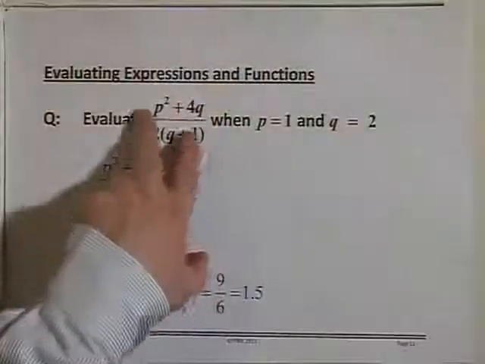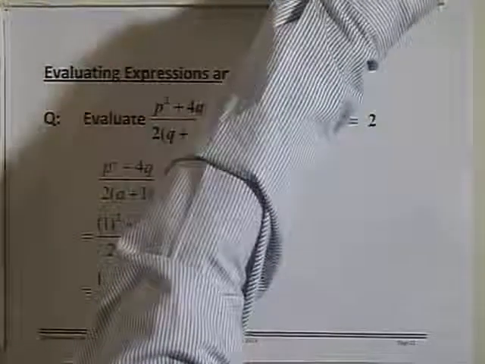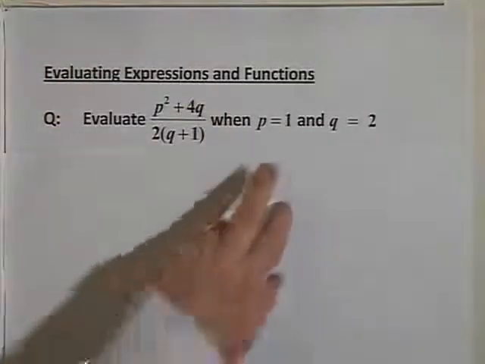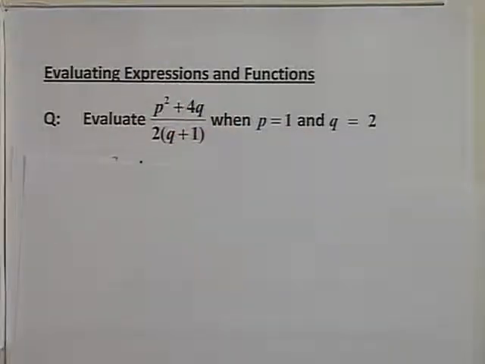So I want to start now with some different part of the course, and this is just plugging in numbers. These questions come up all the time. Evaluate this thing here when P is 1 and Q is 2. So all they're saying is plug the numbers of P equals 1 and Q equals 2 into this. So you might just take a minute to do that with your calculators, okay?